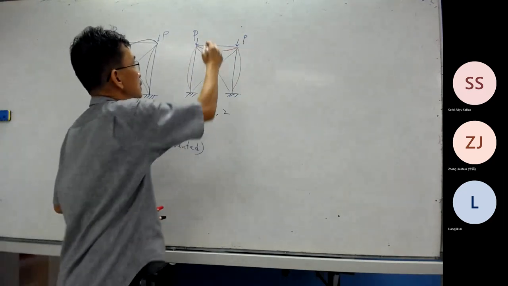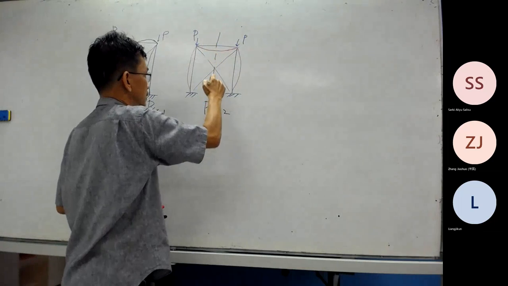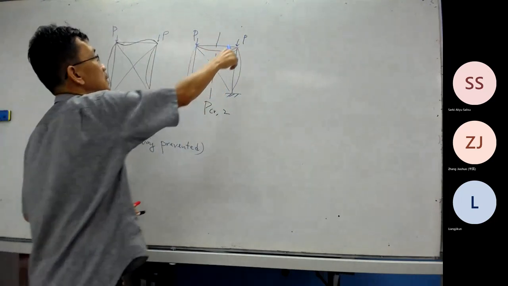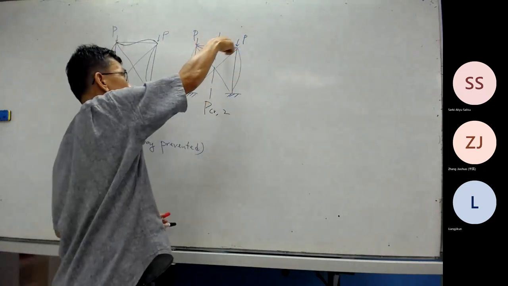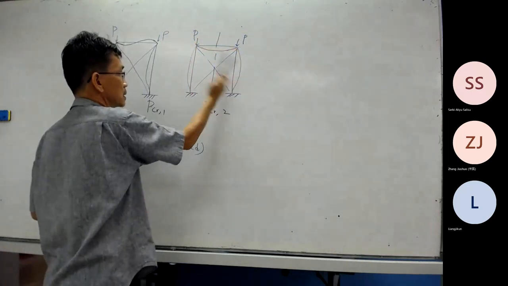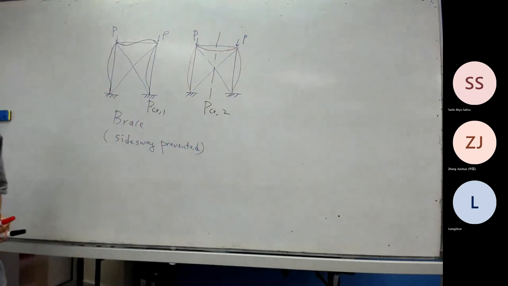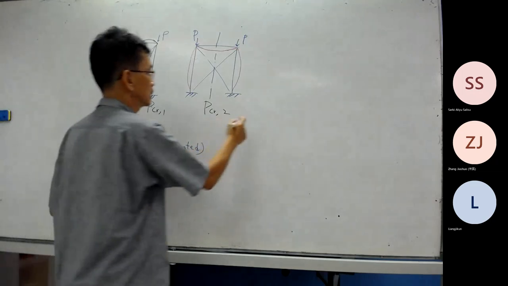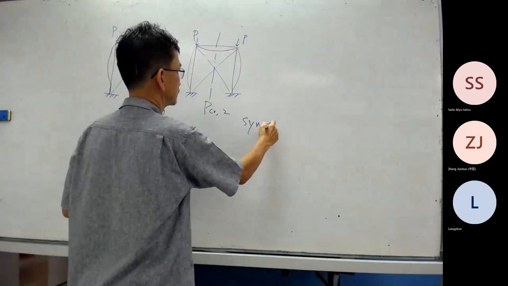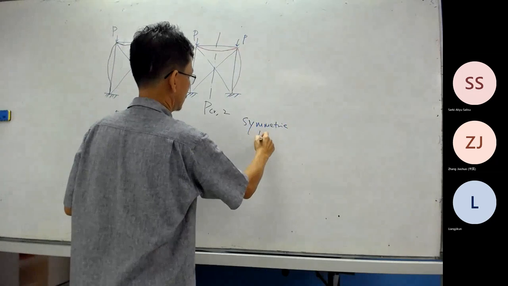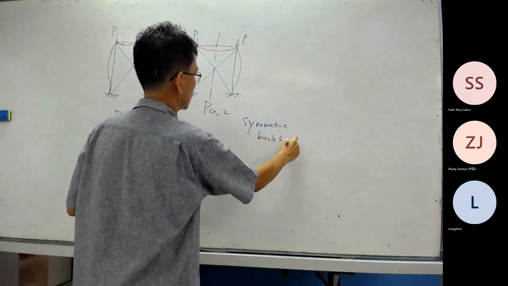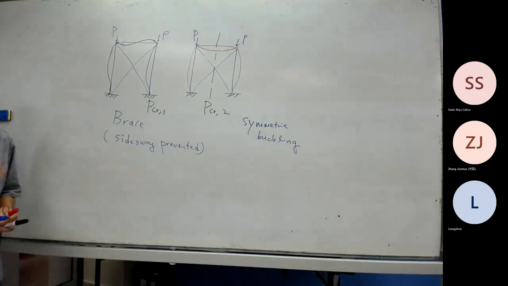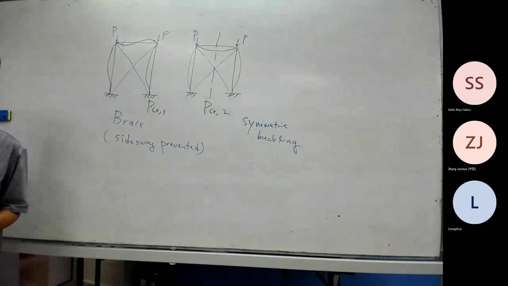And it is symmetric. It is symmetric because this one bends like this, this one bends like this, and this one and this one too. If you look at this axis, they are symmetric. That's why it is called symmetric buckling. So that is for the case of brace and side sway prevented.